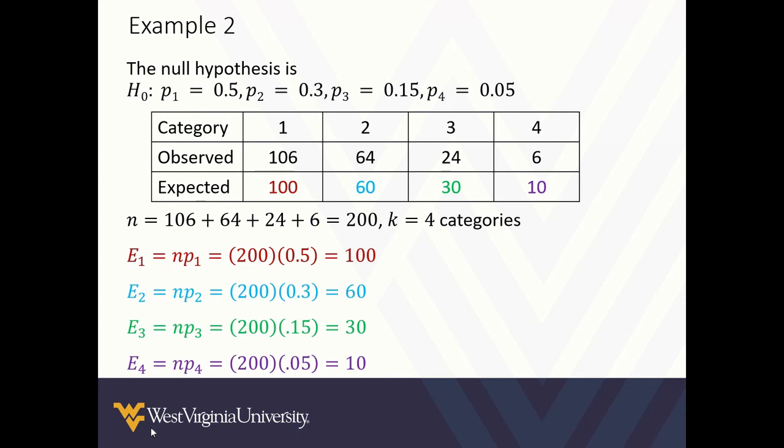And so we can see that for categories 1, 2, 3, and 4, we have expected frequencies of 100, 60, 30, and 10. Taking a look at our observed and expected frequencies, it doesn't appear to be a huge difference between what was observed and what is expected. So just by taking a look at this, I'm not expecting the null hypothesis to be rejected, but maybe we'll get surprised.